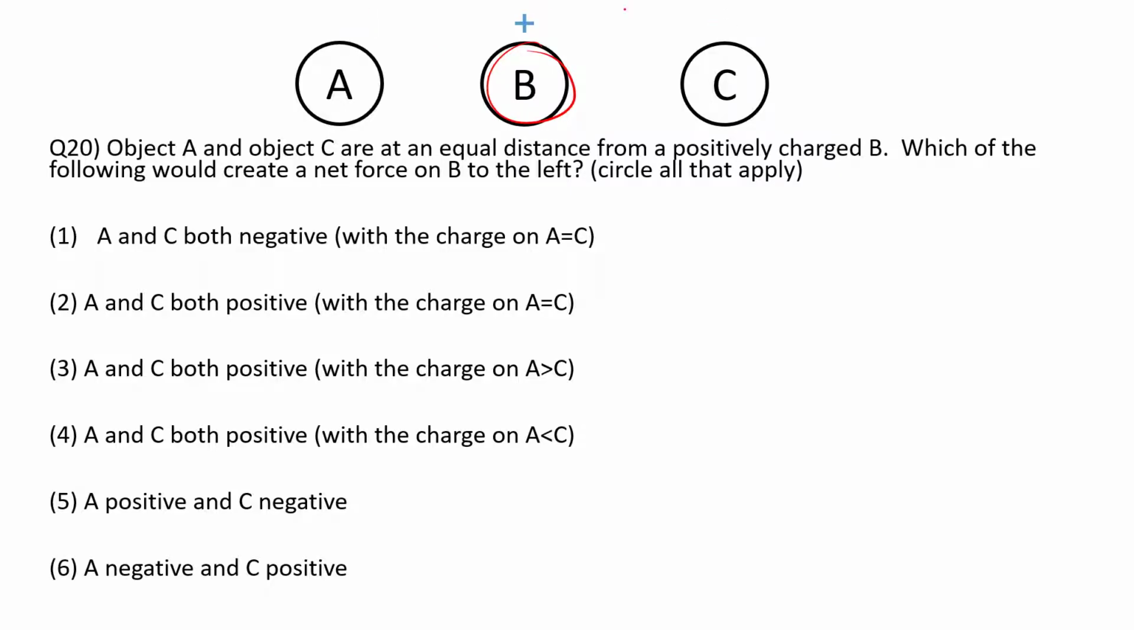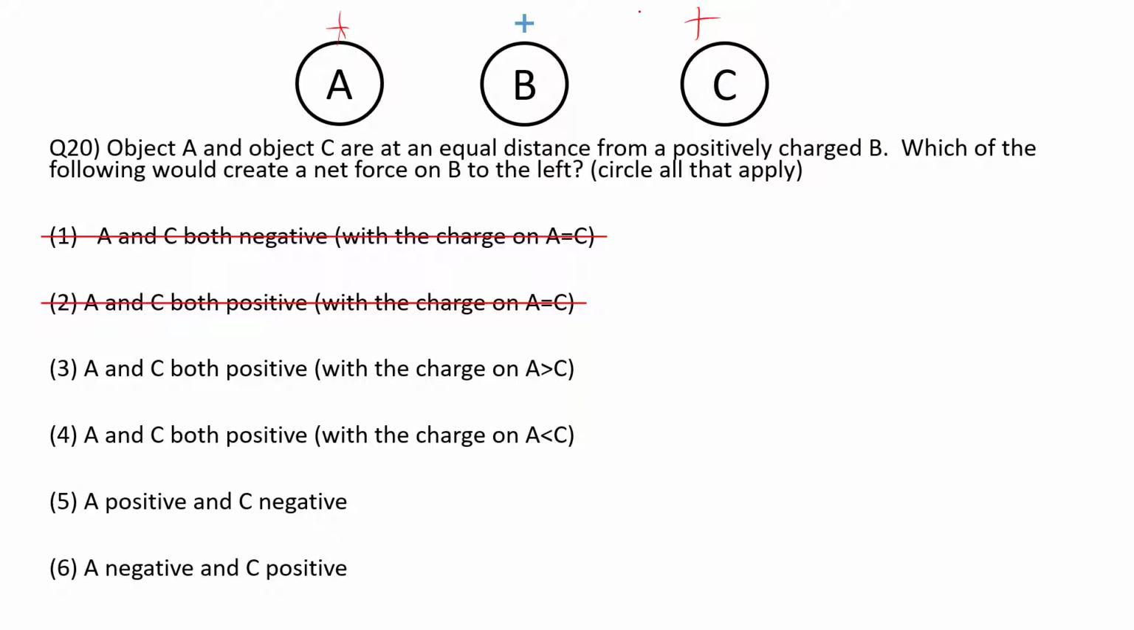If these were both positive, A would cause B to go right and C would cause B to go left, but if they were equal, that's not going to happen either. B would not want to move. So neither of these are going to work, and I think I have lines that show it. Okay, let's take a look at the next one.